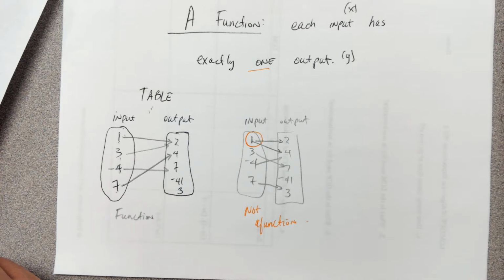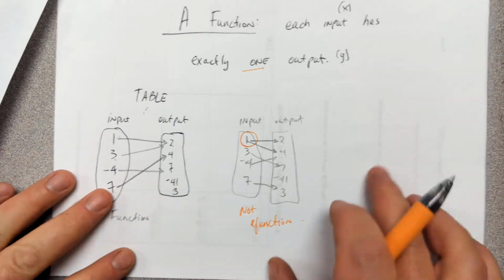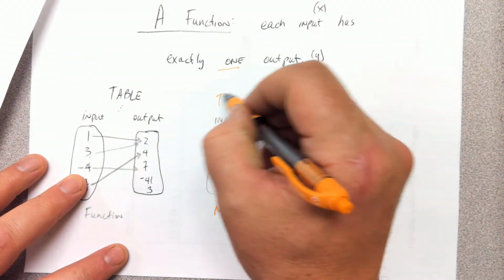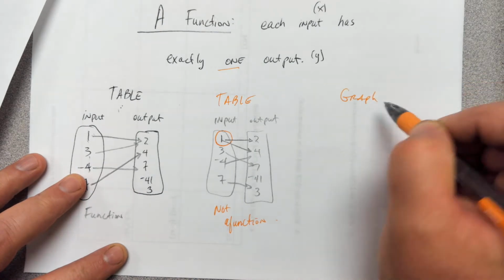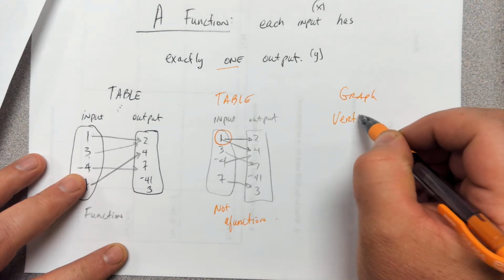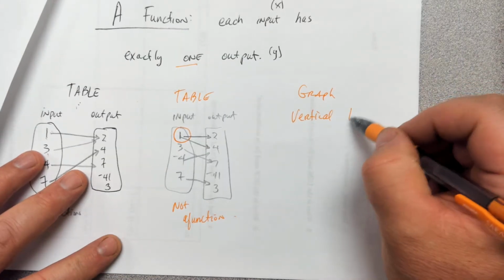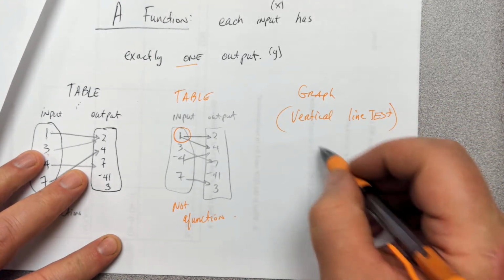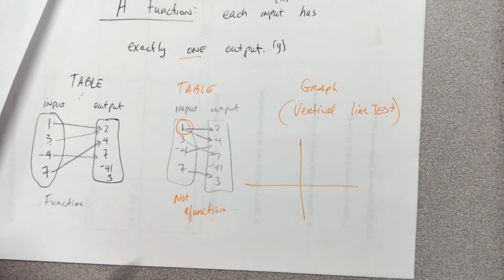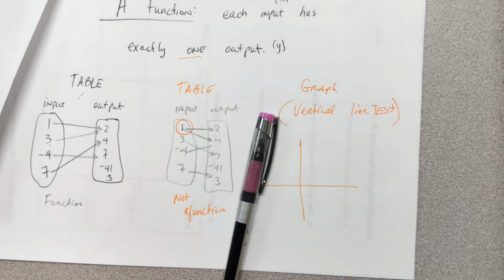Yeah. Yeah? Okay. One more way. Check this out. This is with a table too. We're also going to do it with a graph. And there's a thing called a vertical line test. Celine in pink, do you want a function or a not function to be drawn?